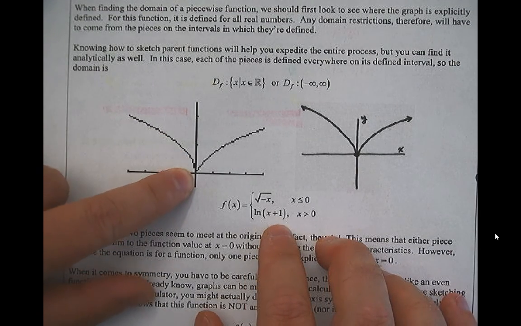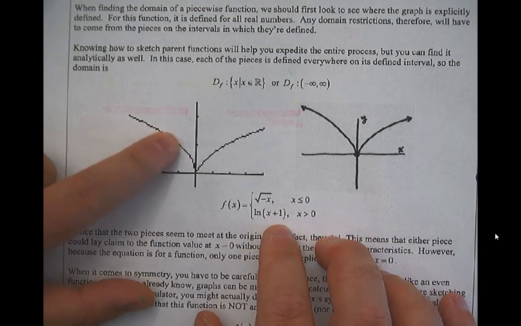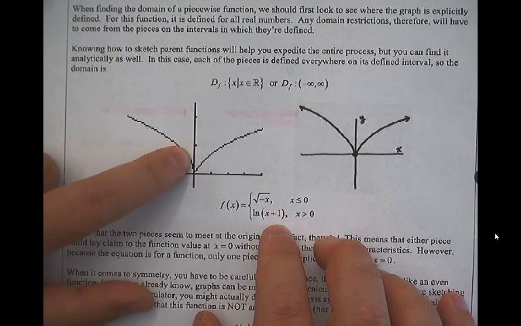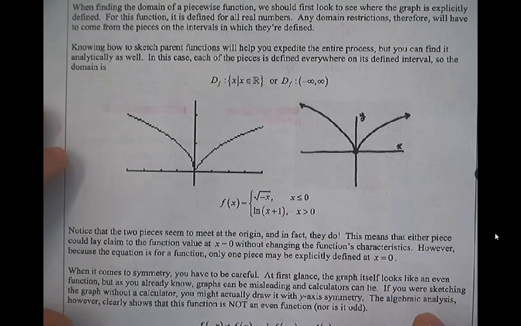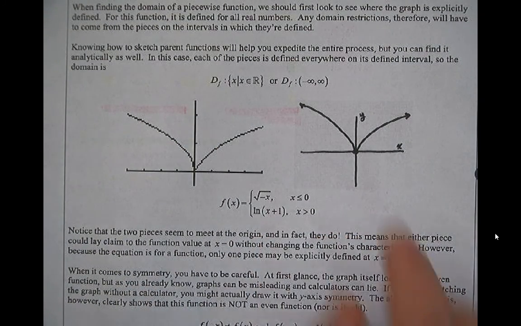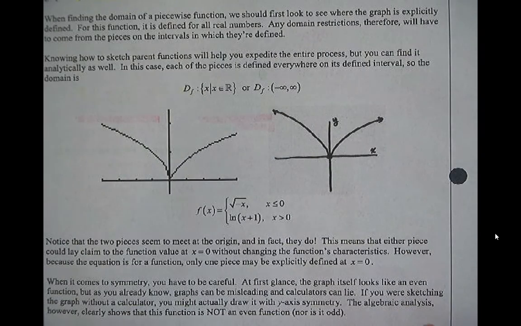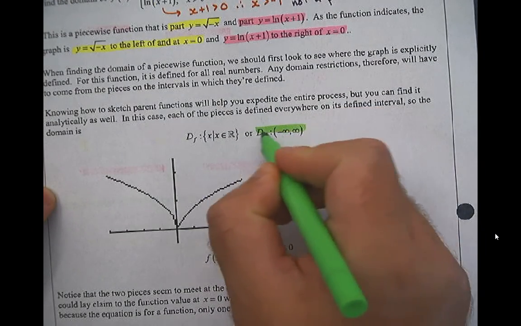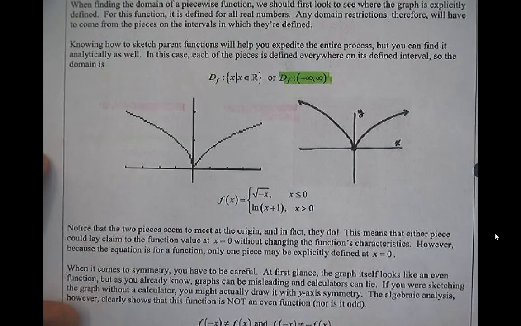Sorry, I should say that they do meet each other, but they don't reflect over the y-axis. They're not exactly the same across the y. We don't have any problems, so our domain, we can highlight, they wrote it already for us. Our domain, all real numbers, negative infinity to infinity.